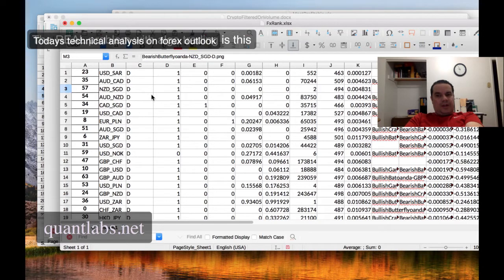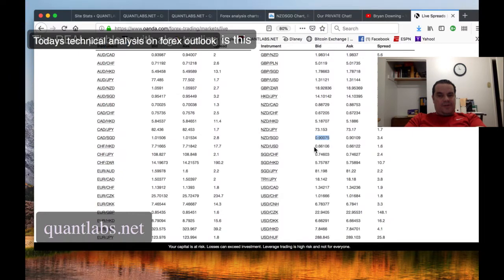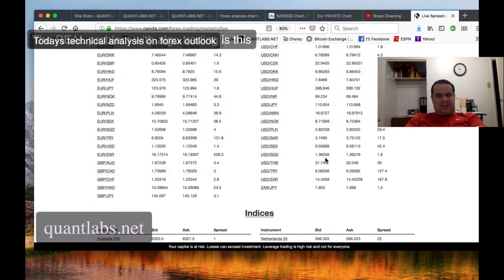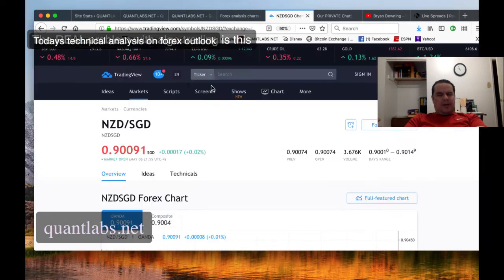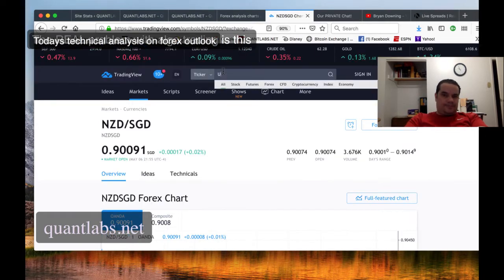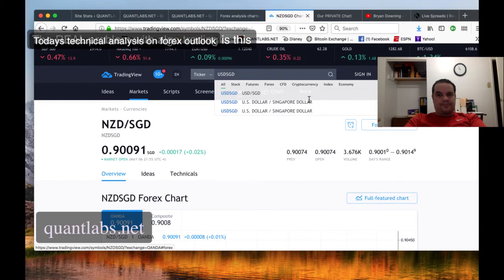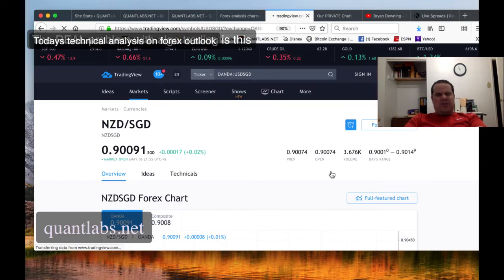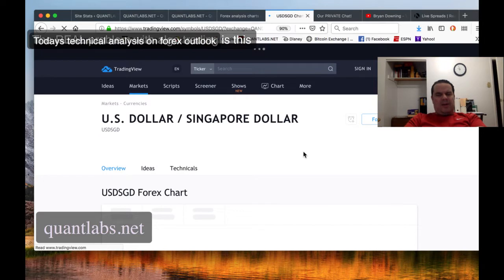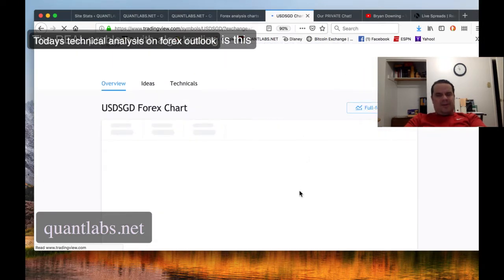So if there's any shorts in here, I don't see it. Maybe this one here, US dollar against the Singapore dollar. And let's just go over and see if that's something to consider. Spread is pretty tight again at 1.36, which is good. And then let's do the US Singapore dollar, again Oanda. We've got to make sure that the volume's there as well. Not going to worry about it too much, but it's something definitely to consider as a shorting opportunity.